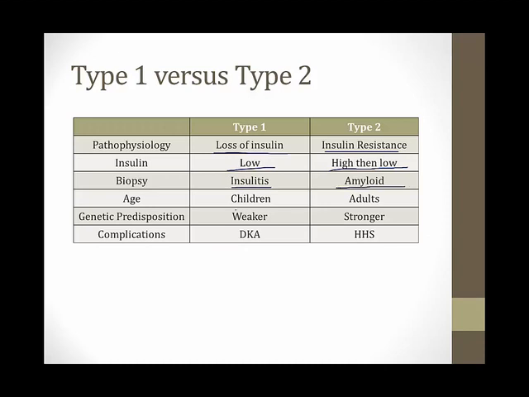Type 1 diabetes tends to occur in children. Type 2 tends to occur in adults. In fact, type 2 diabetes is sometimes called adult onset diabetes. The genetic predisposition is weaker in type 1 and stronger in type 2. And then finally, type 1 diabetics, because they lack insulin, are at greater risk for DKA. Type 2 diabetics, because they still have some insulin around, tend to develop HHS instead. And that concludes our module on diabetes.